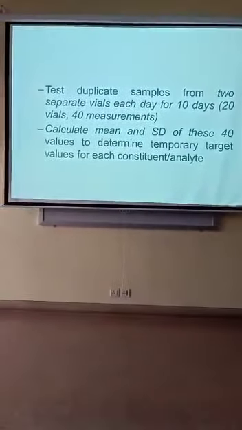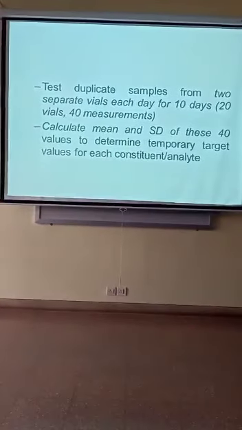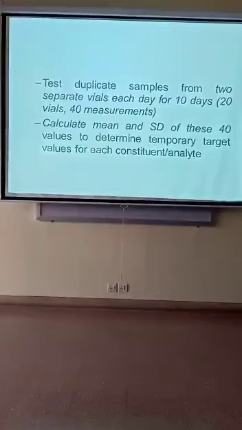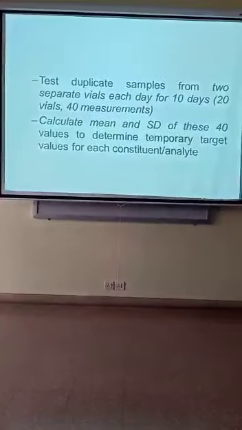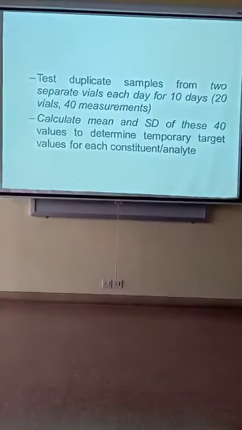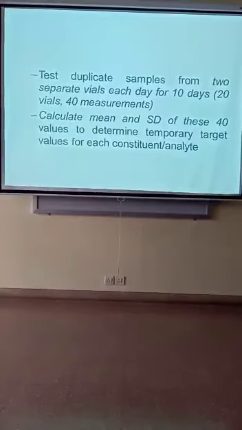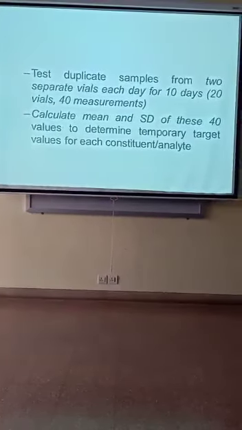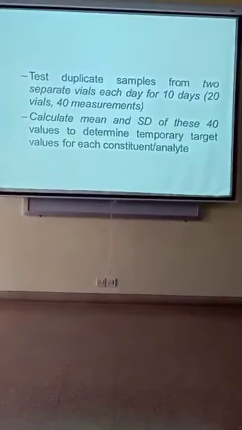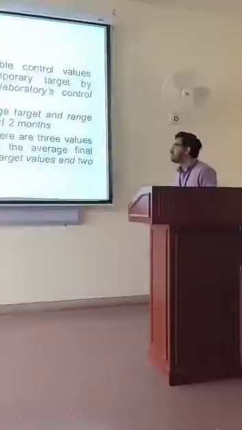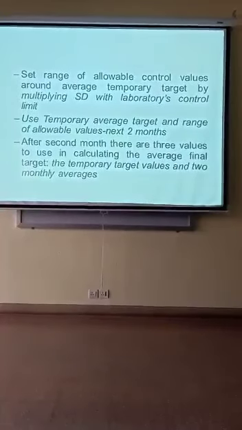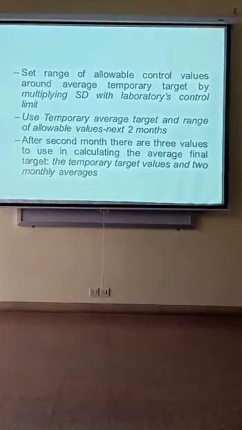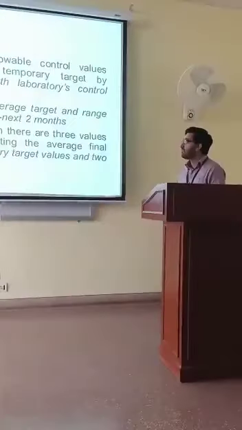Then we will perform the experiment in which we will test duplicate samples from two separate vials each day for 10 days, 20 vials, and then we will get 40 measurements. We will calculate the mean and standard deviation of these 40 values to determine the temporary target values for each constituent or analyte. Then we will set a range of allowable control values around the average temporary target by multiplying SD with the laboratory's control limit: 1 SD, 2 SD or 3 SDs.